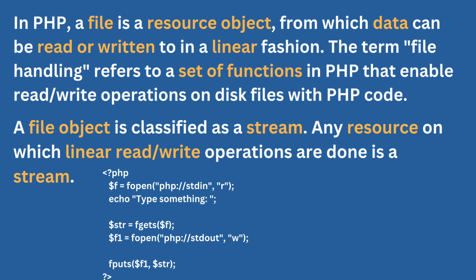So in PHP, a file is a source object from which data can be read or written in a linear fashion, one by one, character by character. The term file handling refers to a set of functions in PHP that enable read-write operations on these files with PHP code. Clear, guys? There are a set of functions in PHP.